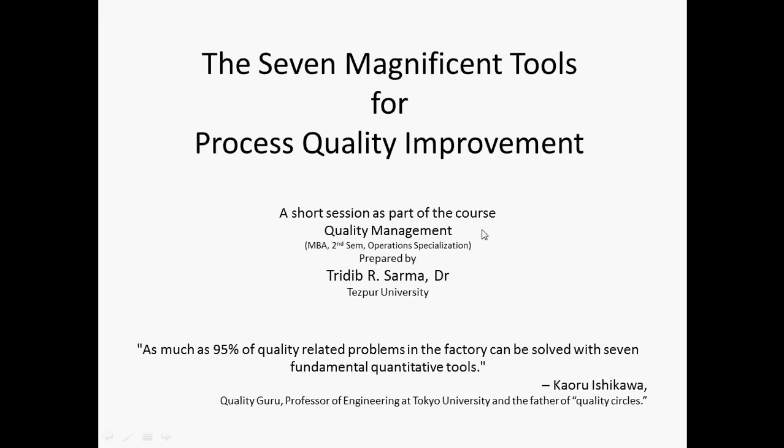Today's class is on the 7 magnificent tools for process quality improvement, where we will be talking about how to improve process by using very simple statistical tools. This list was initiated by Kaoru Ishikawa. 7 samurai and 7 weapons, Japan is known for those 7 things, and he gave the 7 magnificent tools. Remember this term, magnificent. He said as much as 95% of quality related problems in the factory can be solved with 7 fundamental quantitative tools.